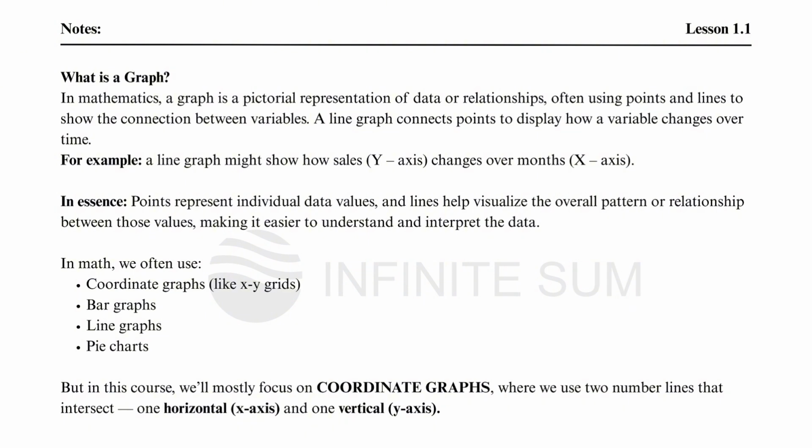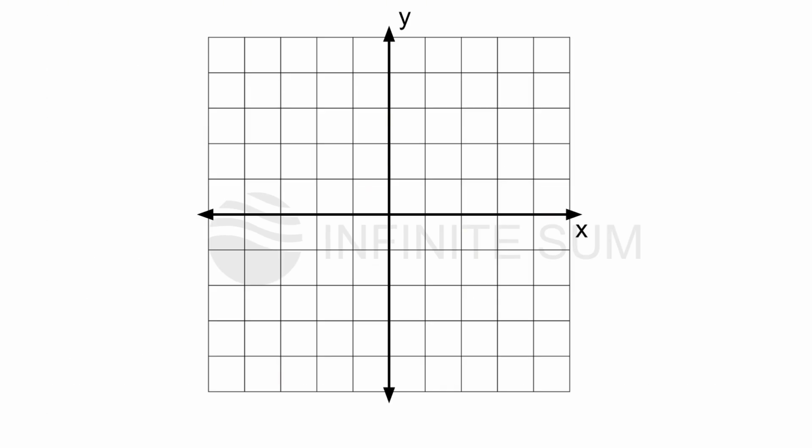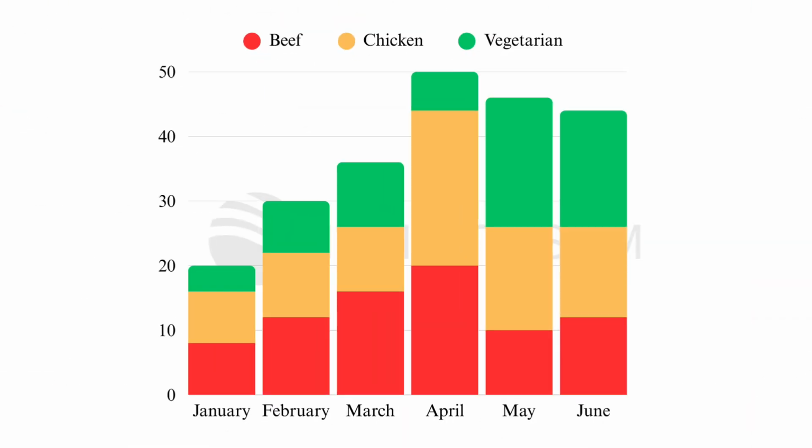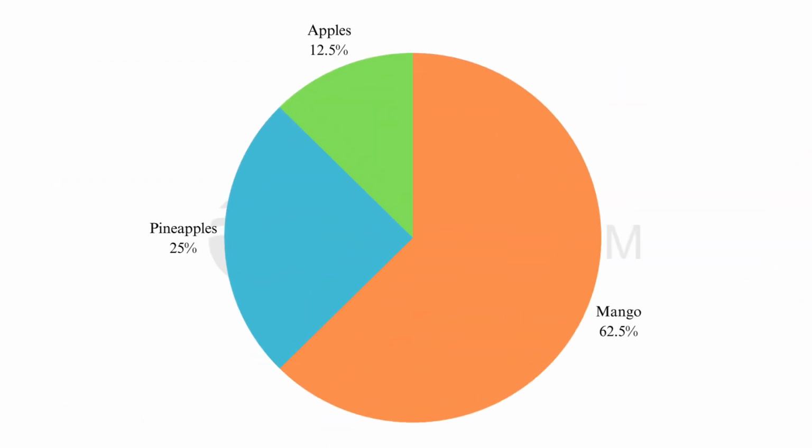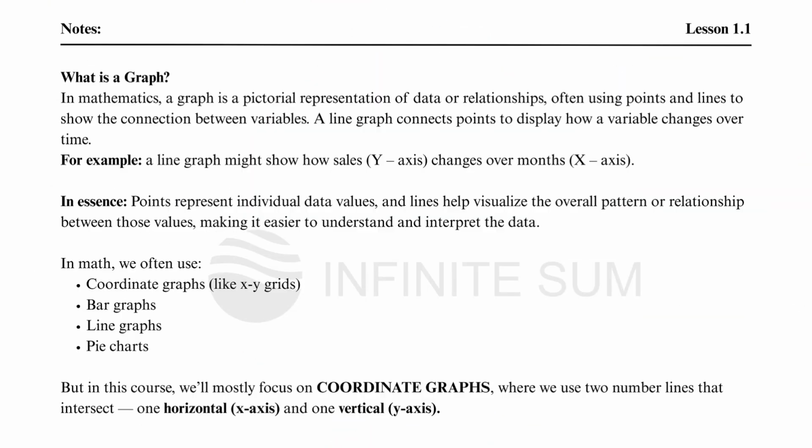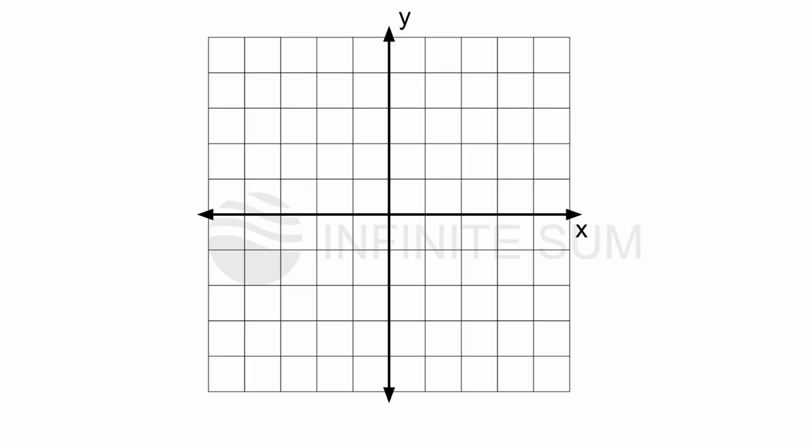In math, we often use coordinate graphs like the XY grid, the bar graphs, line graphs, and pie charts. But in this course, we'll mostly focus on coordinate graphs, where we use two lines that intersect, one horizontal, which is the x-axis, and the other vertical, which is the y-axis.